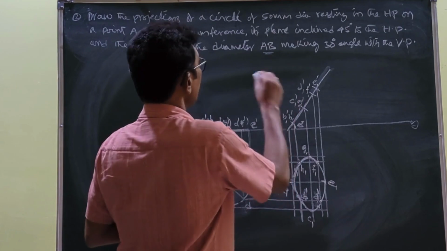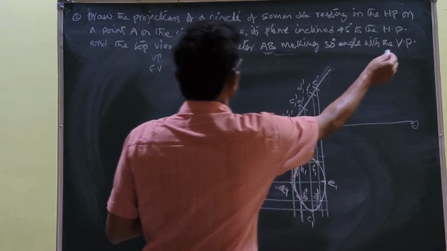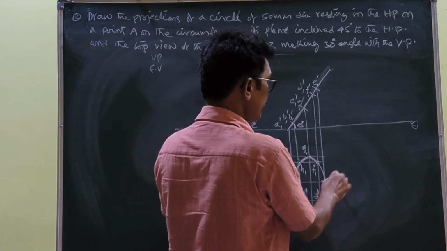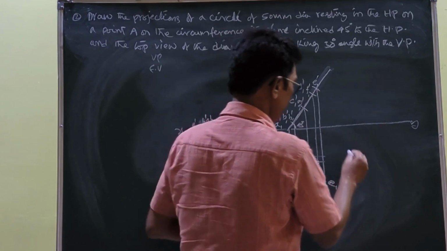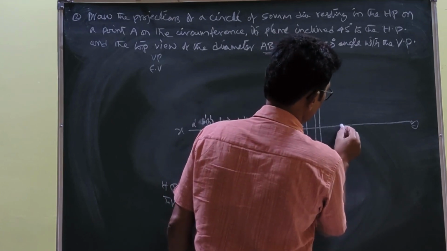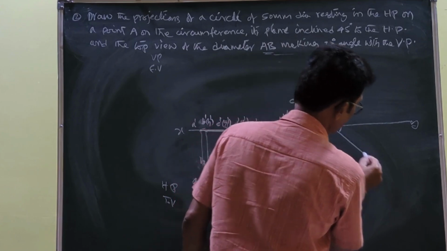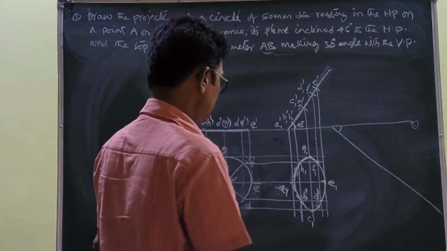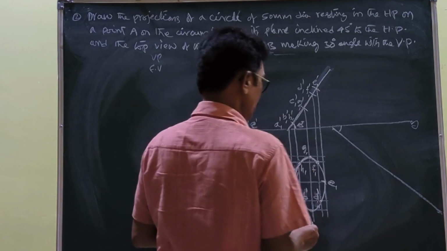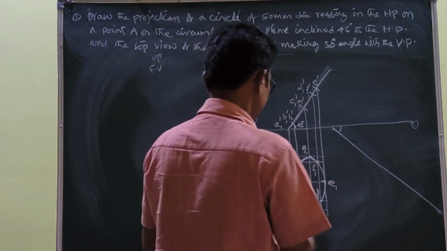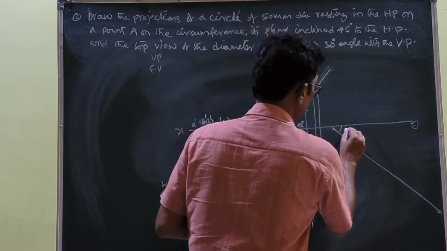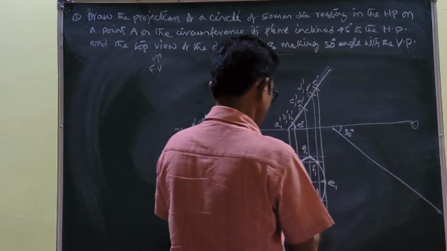So next step, AB making 30 degrees with the VP. So this AE make it 30 degrees to VP. Therefore here you draw a 30 with HP, 30 degrees like this. Okay, like this you draw 30 degrees. Now you put it here, this is the 30 degrees.